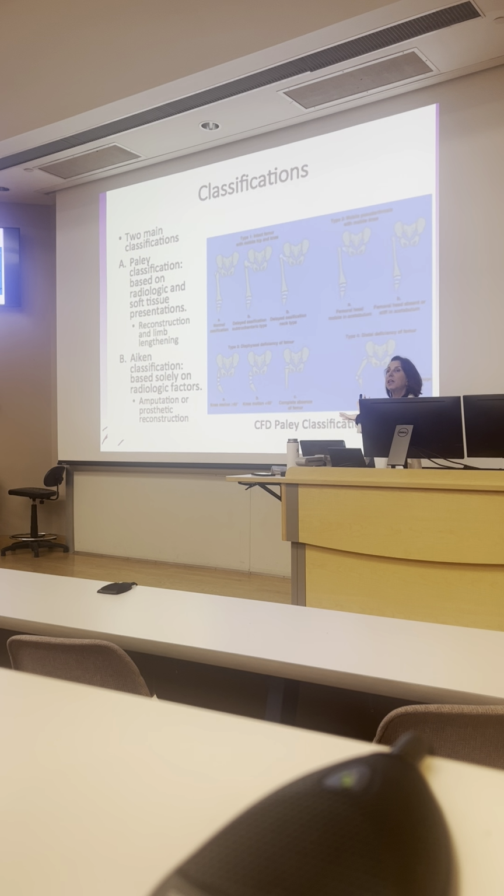You don't need to know all about those, that is beyond the scope of this lecture. But what I want you to understand is that when he develops his classifications, they are based on how to reconstruct. There's also a classification, the Aiken system, which was based solely on the radiologic findings, like how much shorter the femur was than the other, and they were really based on amputation. So we obviously don't use that one.